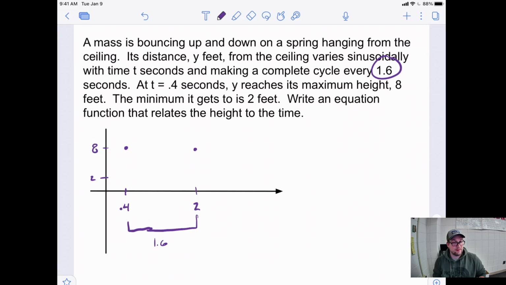Halfway between 0.4 and 2 would be when we are at our lowest point. Now, if you can't sit there and figure out where that is, an easy way to do it is to take 2 plus 0.4, divide that by 2. So we're going to get 2.4 divided by 2, which is 1.2. That is when we are at our lowest point.